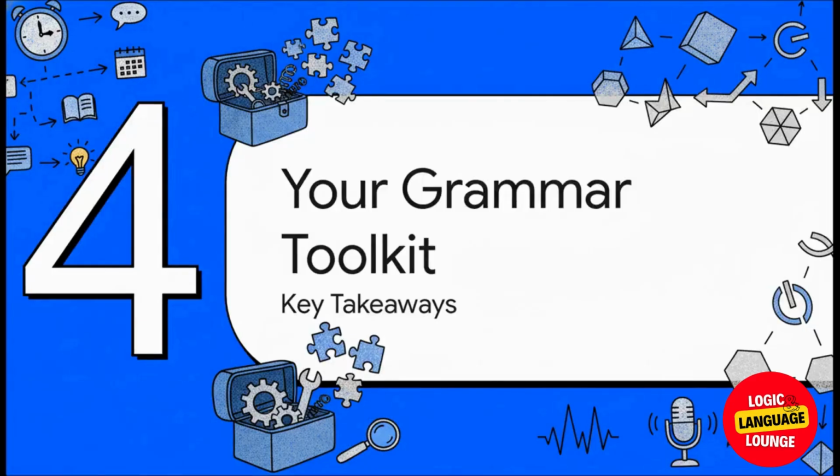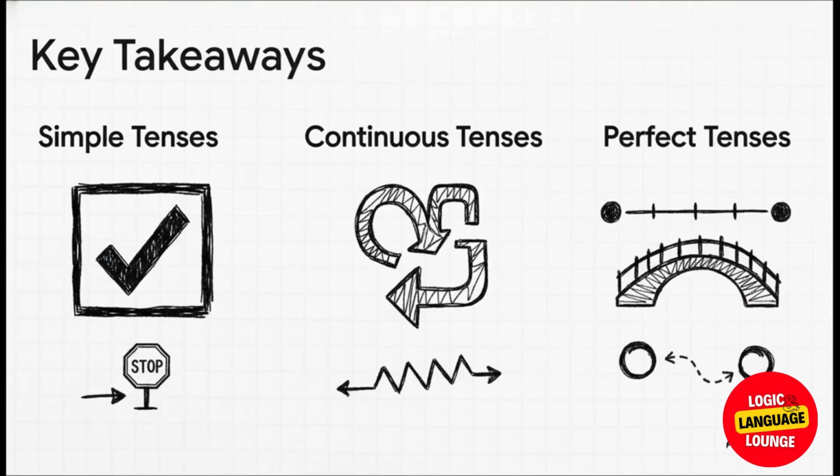Phew, okay, we have covered a lot of ground. So let's wrap all this up and put these concepts into your own personal grammar toolkit. If you remember anything from this, let it be these 3 core ideas. Use simple tenses for things that are done, that are complete. Use continuous tenses for things that are in progress or temporary. And use perfect tenses to build a bridge, to connect 2 different points in time. If you can get these 3 down, you've mastered the foundation.